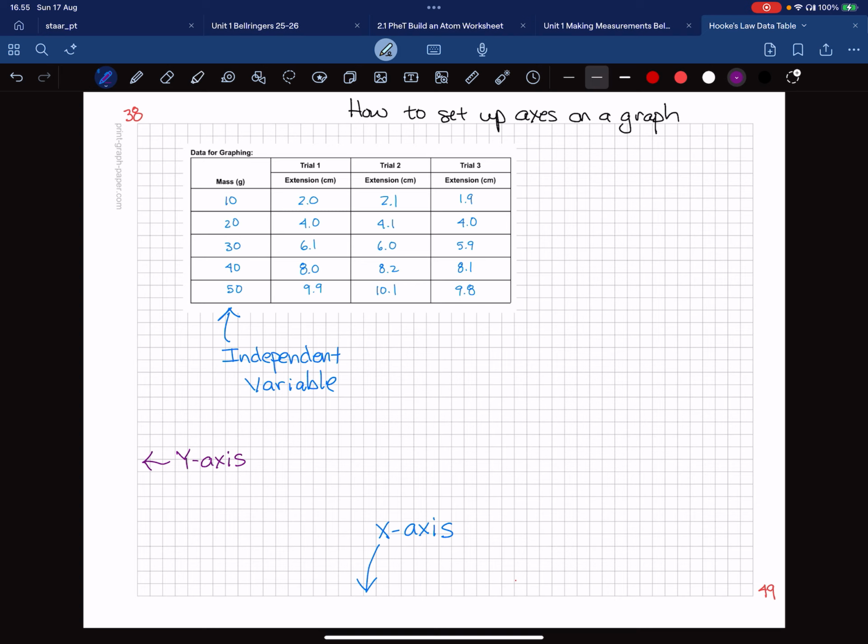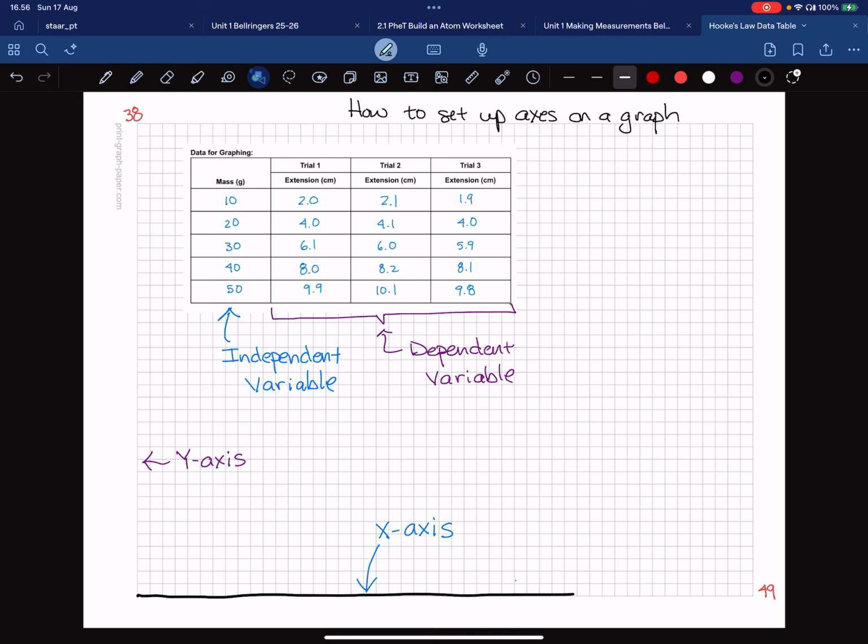And the y-axis always comes from the dependent variable, which is the thing that changes because of the changes you made to the independent variable. It depends on the independent variable. Then you're going to go ahead and draw in your lines for the x-axis and your lines for the y-axis.